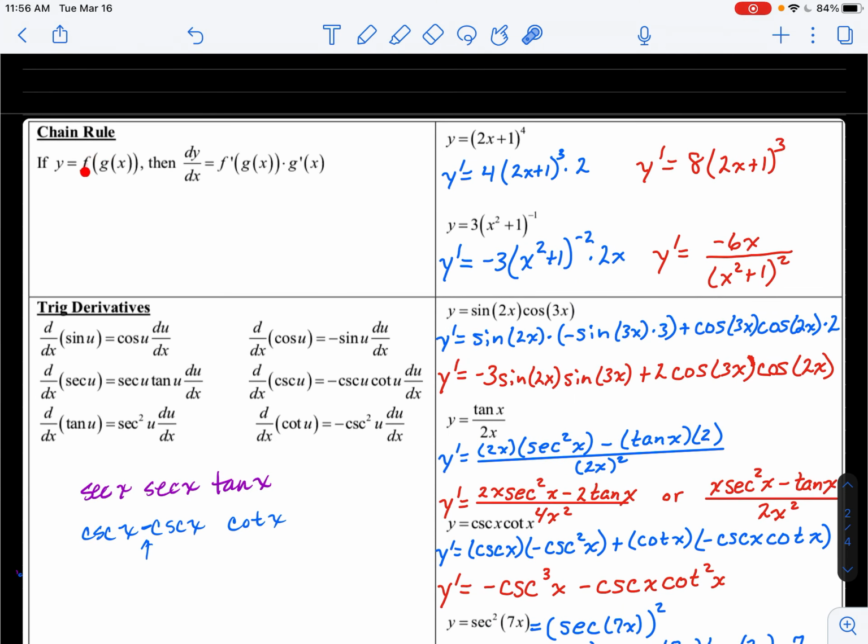Chain rule is used when you have a composition of functions. And so here is what the derivative is. It's the derivative of the outside with the inside function times the derivative of the inside function. In this case, our outside function is just x to the fourth. So the derivative of x to the fourth would be 4x to the third times the derivative of the inside function. And so here it is.